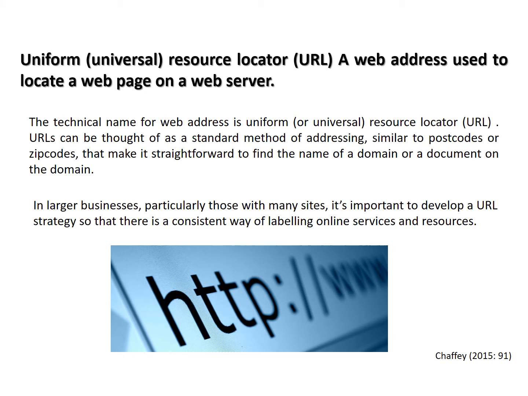So, Uniform Resource Locator, URL. A web address used to locate a web page on a web server. The technical name for web address is uniform or universal resource locator, URL. URLs can be thought of as a standard method of addressing, similar to postcodes or zip codes, that make it straightforward to find the name of a domain or a document on the domain name. So in larger businesses, particularly those with many sites, it's important to develop a URL strategy so that there is a consistent way of labeling online services and resources.